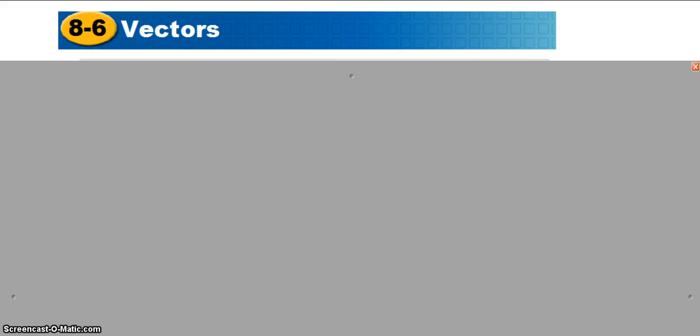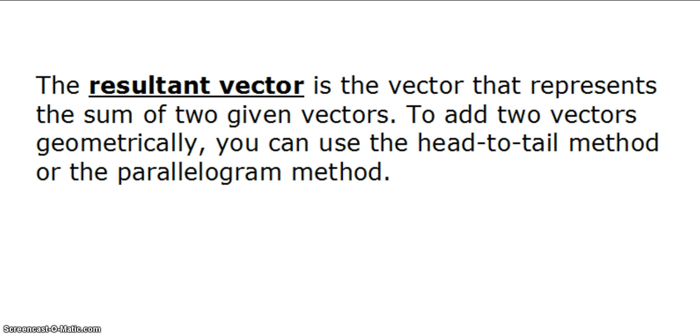Okay, this is the second part of Chapter 8.6 in Geometry, Vectors. Unfortunately, I couldn't squeeze it into 15 minutes, so we're going to talk about resultant vectors now. This was at the tail end of the last video, but the resultant vector, as we know, is the vector that represents the sum of two given vectors.